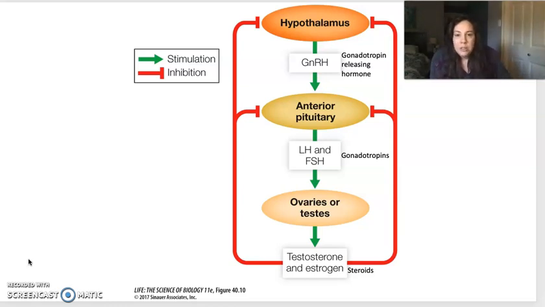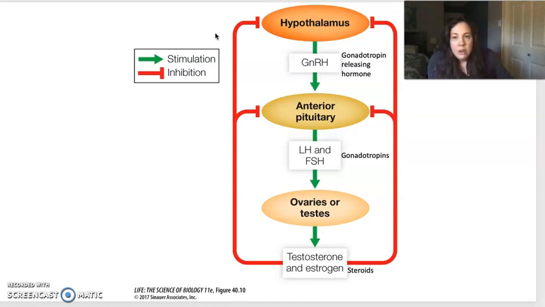So this is demonstrating the relationship between the hypothalamus, the anterior pituitary gland, and the gonads, the ovaries and testes, and how hormones released by these different organs respond as they interact with other parts of the body. So the hypothalamus is the major organizing center for all of the sex hormones because it releases GnRH.